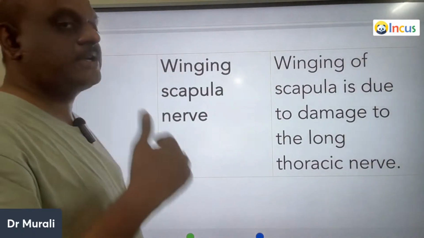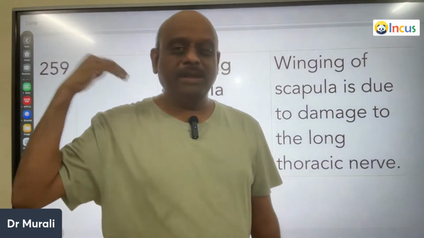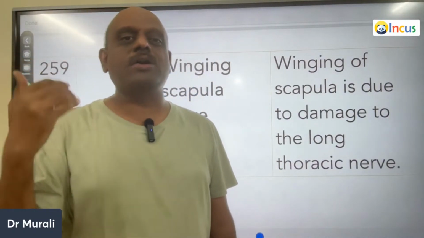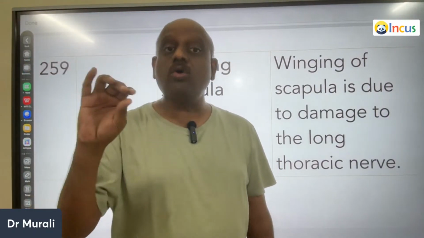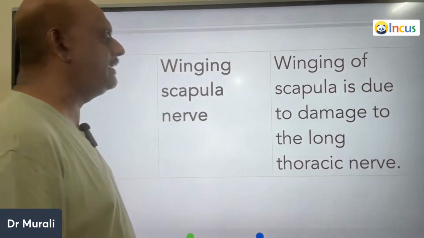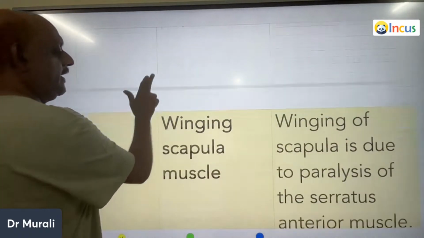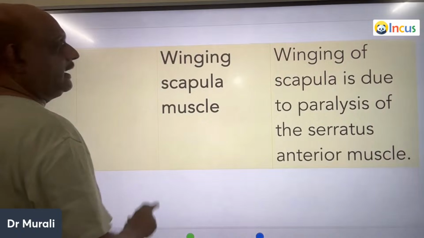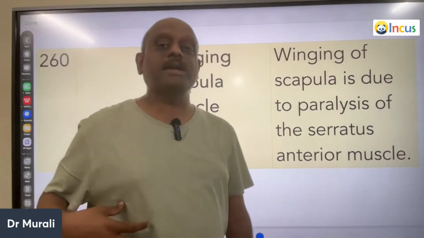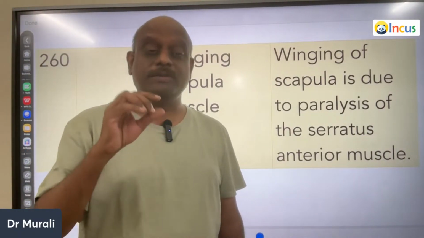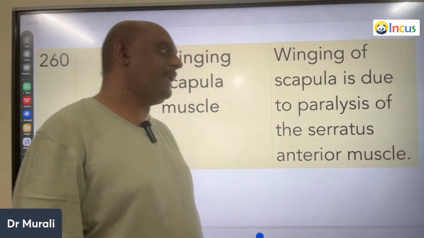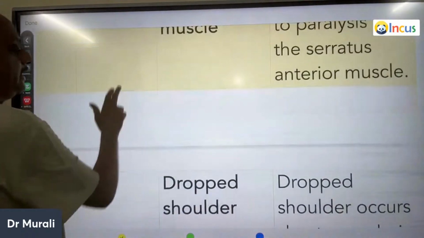Now the winging of the scapula. Winging of the scapula is due to damage to the long thoracic nerve of Bell, which supplies the serratus anterior, leading to winging of the scapula. It is because of the long thoracic nerve of Bell, is what you have to ultimately remember.